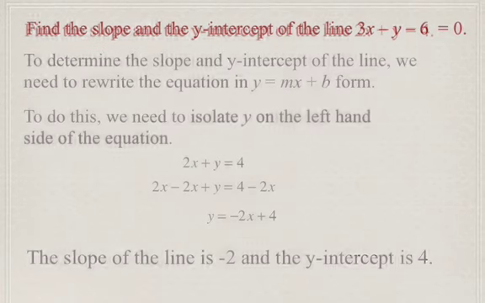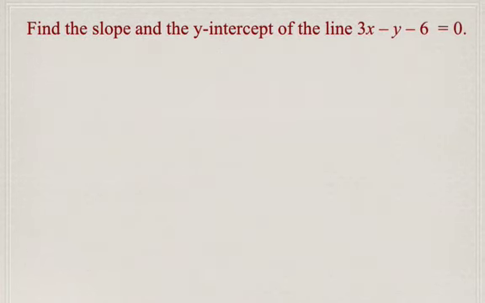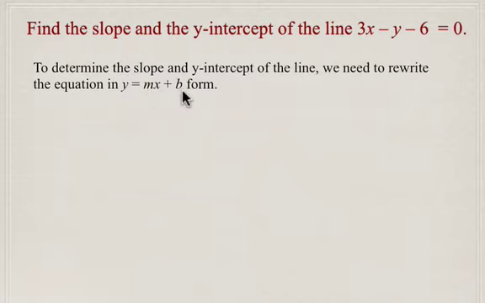So let's try another question. And here we're given the equation, and we need to find the slope and the y-intercept of 3x minus y minus 6 equals 0. Now, once again, we have to put this into y equals mx plus b form so that we can identify the slope, the m, and the y-intercept, or the b value. So what we're going to do here is, instead of getting rid of the 3x and the minus 6, what we can do is add y to both sides.